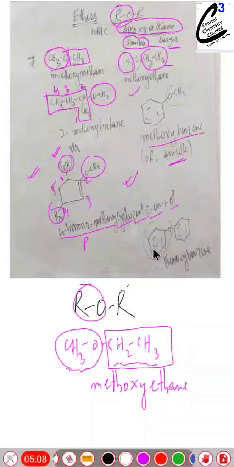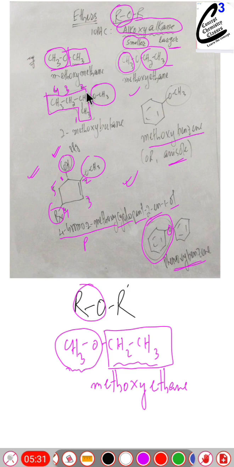The last one in the list is two benzenes attached to oxygen. This is our oxygen, this is our ether. So one has to be taken as the prefix phenoxy. This is called phenoxy, and benzene, so phenoxybenzene is the IUPAC nomenclature of this compound. These are some IUPAC nomenclatures.